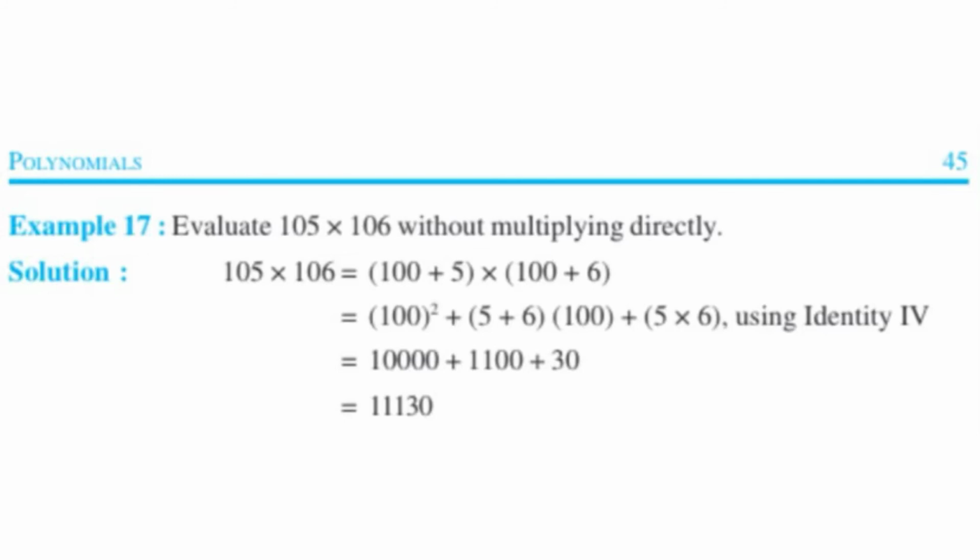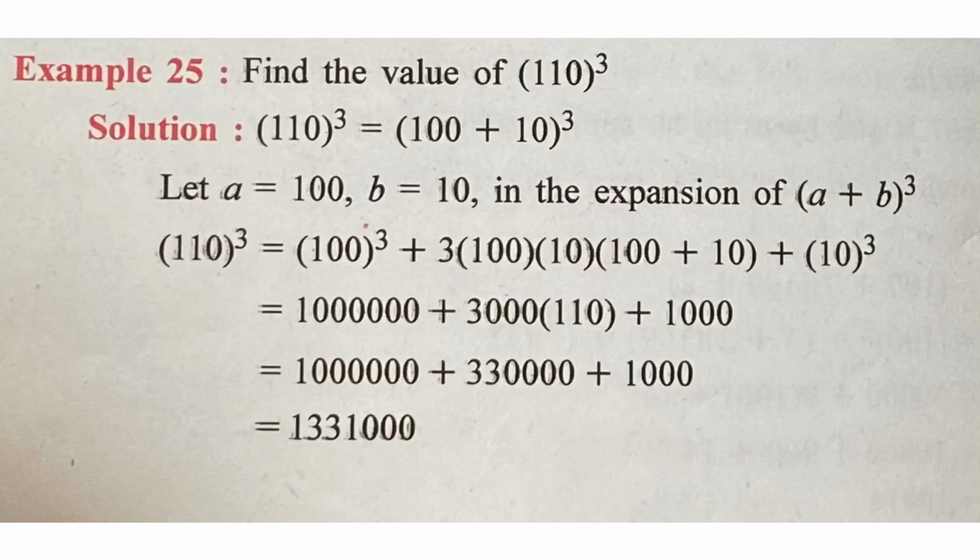Next is evaluate 105 into 106 without multiplying directly. Now 105 into 106 can be written as (100 + 5) into (100 + 6). So it is of the form (x + a)(x + b), which is equal to x² + (a + b)x + ab. Here x is 100, a is 5 and b is 6. So applying the identity, we get (100 + 5)(100 + 6) is equal to 100² + (5 + 6) into 100 + 5 into 6, which is equal to 10,000 + 1,100 + 30, which is equal to 11,130.